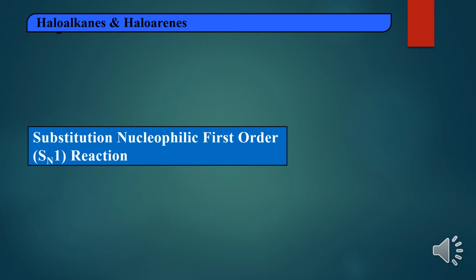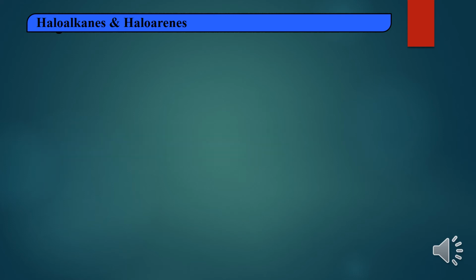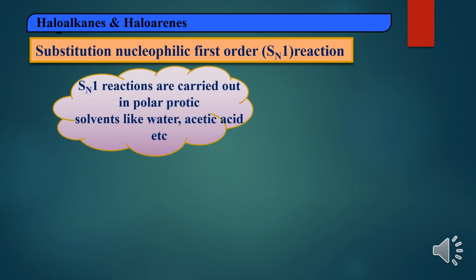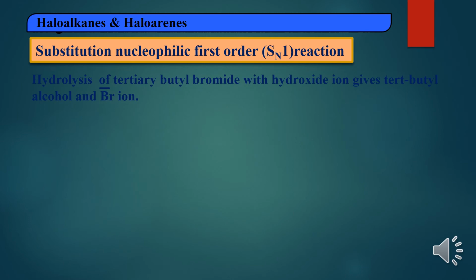So next one, the SN1 reaction. SN1 means substitution nucleophilic first order reaction. In this case, we are taking polar protic solvents like water and acetic acid. The SN1 reaction requires polar solvents, so these polar solvents favor the reaction. Why we are using polar solvents, I will explain later. Now see, I will take an example. Tertiary butyl bromide, if it reacts with sodium hydroxide or potassium hydroxide, gives rise to tertiary butanol.